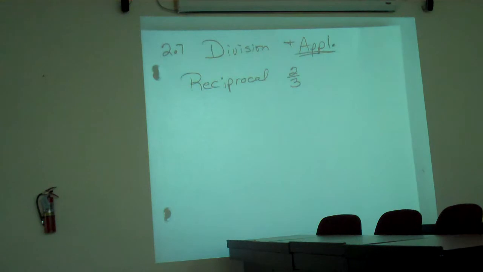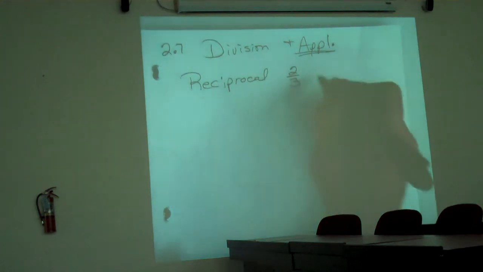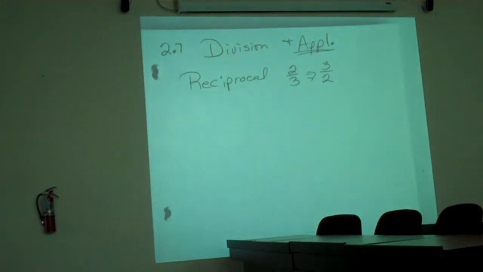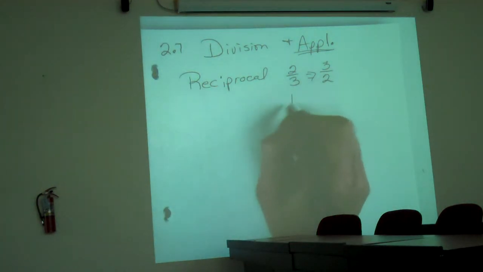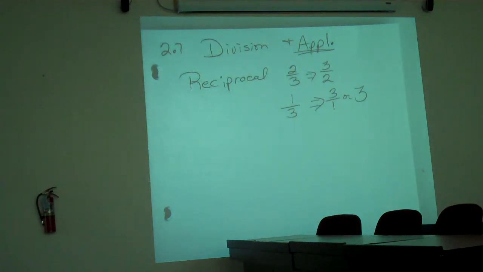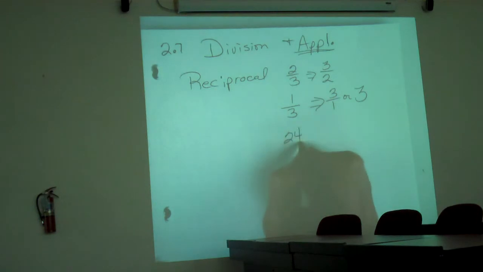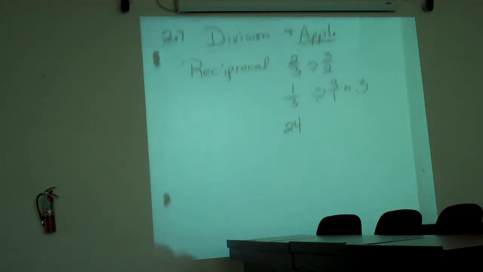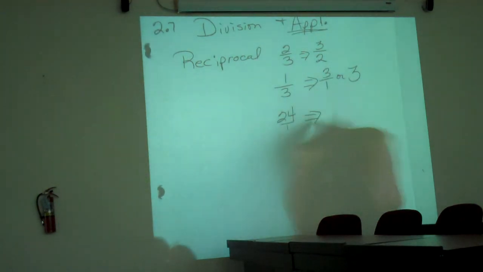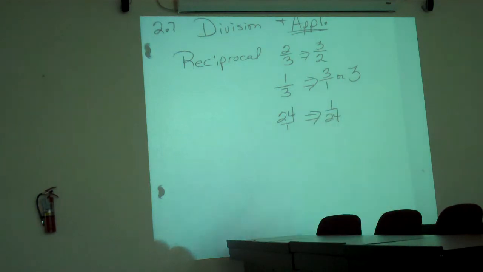The reciprocal of 2/3 is 3/2. Just put the top on bottom and the bottom on top. The reciprocal of 1/3 is 3/1, or you could just put 3. If you have a whole number, like 24, you have to picture it as being over 1. The reciprocal of that would be 1/24.